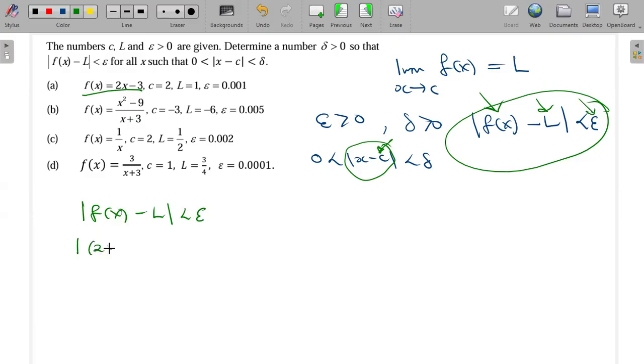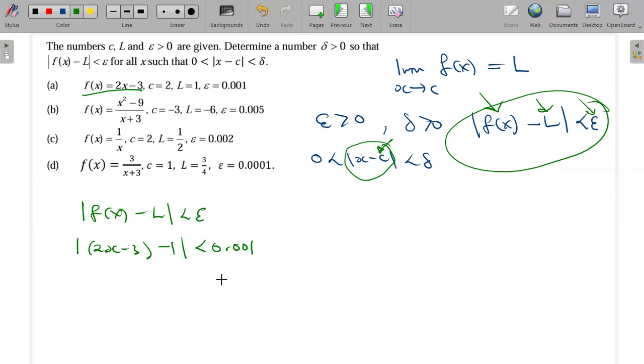So the function is 2x minus 3, and then this minus 1 is less than epsilon. But what is our epsilon? We have our epsilon, that is just 0.001. So we have this here.